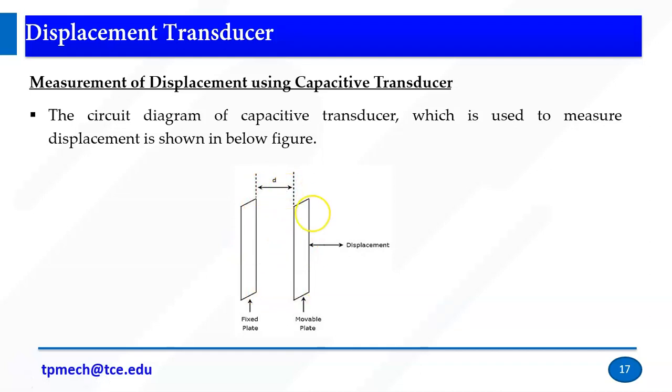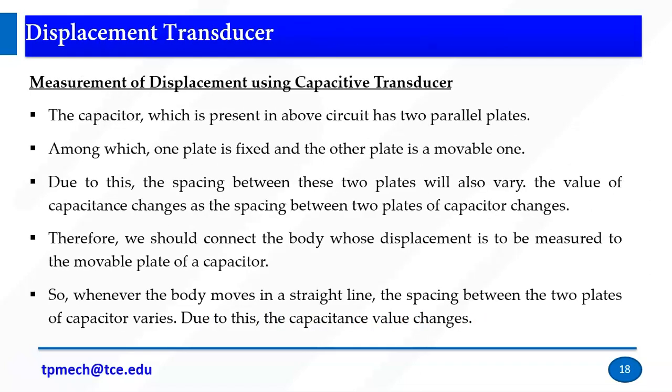So if I am going to place the object on the movable plate, somewhere I can see a displacement, I have placed a movable object. If the object is displaced, then this distance variation will come. So with that distance variation, the capacitance will vary. The capacitance varies, it's a passive element, right? So with the capacitance variation we can measure the displacement. Right, this is what displacement measurement using capacitive transducers is.